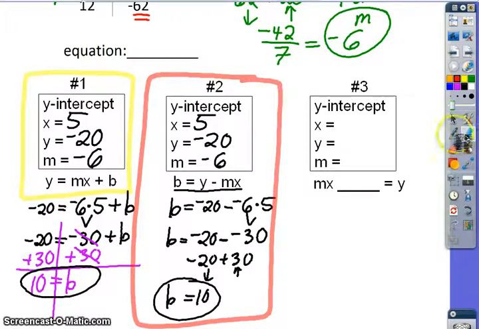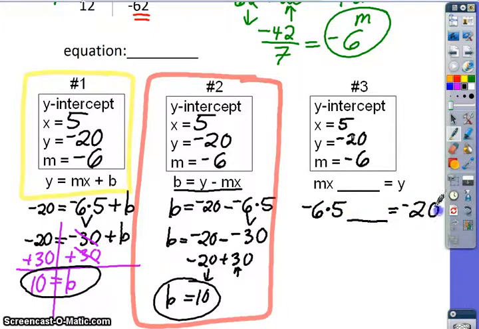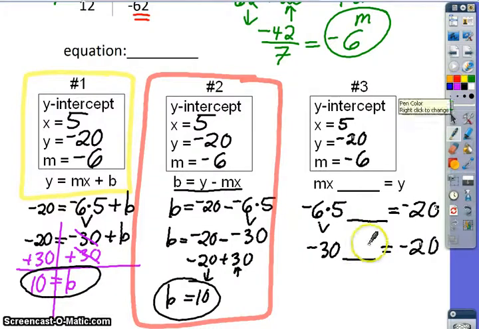So the last method, again, I'm going to use the same x, the same y, the same slope. And this says the slope times x. I'm doing something next, which gives me y. So the slope is negative 6 times x, which is 5. I'm doing something next, and that's going to give me negative 20. So negative 6 times 5 is negative 30. I'm doing something to that that gives me negative 20. And the question is, what am I doing here to get this?